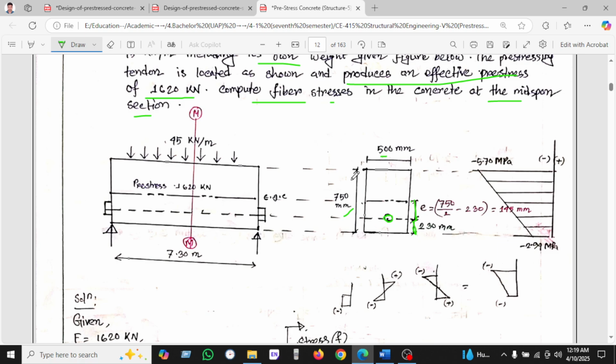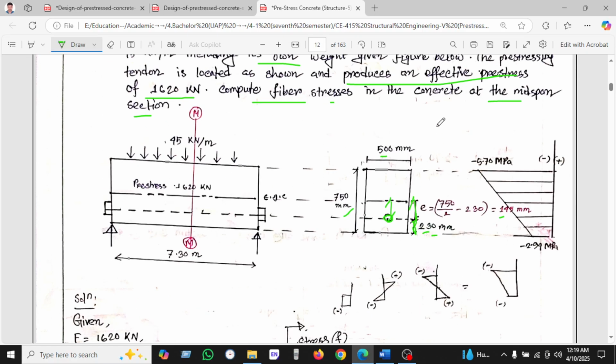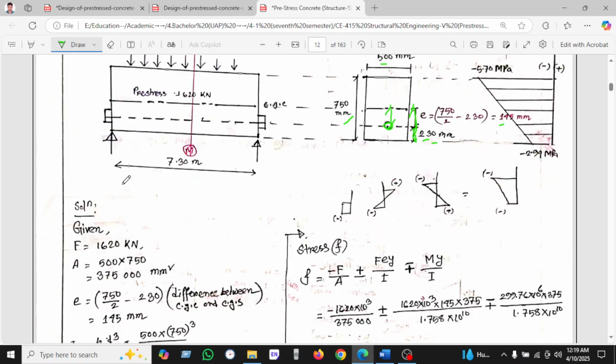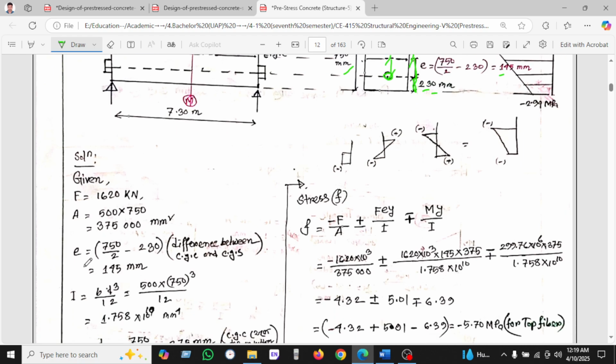How do we calculate the e value? We know this is 750 divided by 2, and if we deduct 230 from it, then we get 145. This will be the distance from the CG of concrete to the CG of steel. Okay, so let's start. The force is given as 1620 kilonewton, the effective prestress force, the area we can also find here, 500 by 750, and e is the difference between the CG of concrete and the CG of steel.